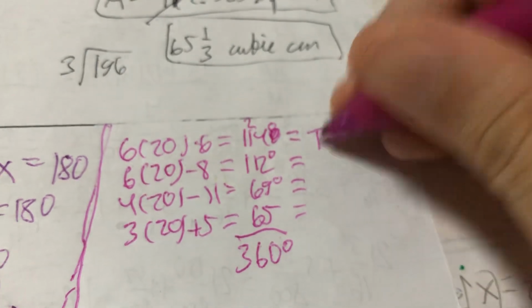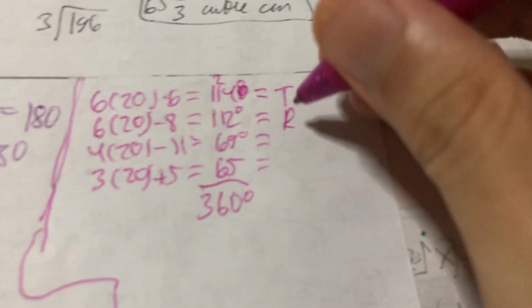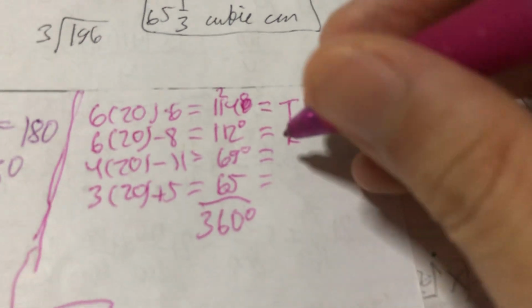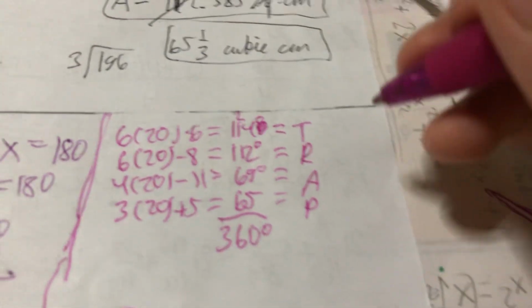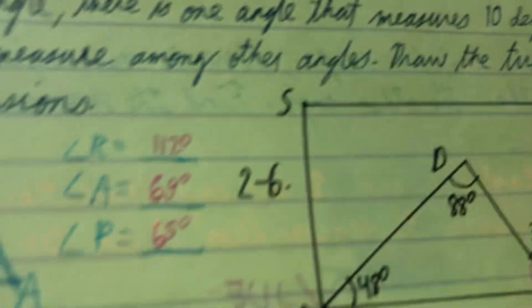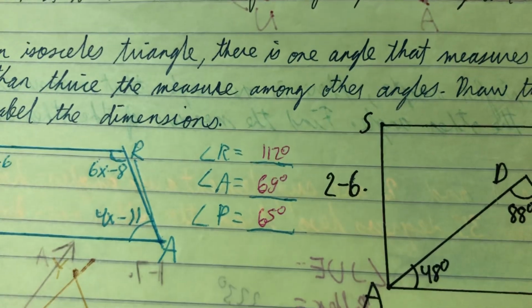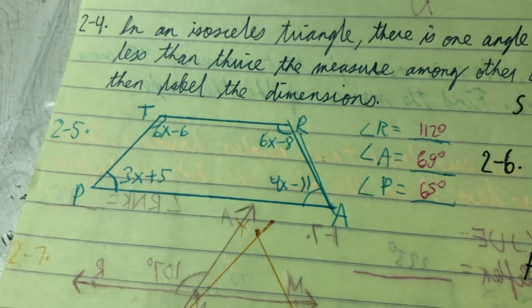So this angle T is 6x minus 6. Angle R is 6x minus 8. Then the minus 11, that's A. And then that's P. So angle R is 112 degrees. Angle A is 69 degrees. And angle P is 65 degrees. That's it. So that's how we play the game of algebra for this problem.